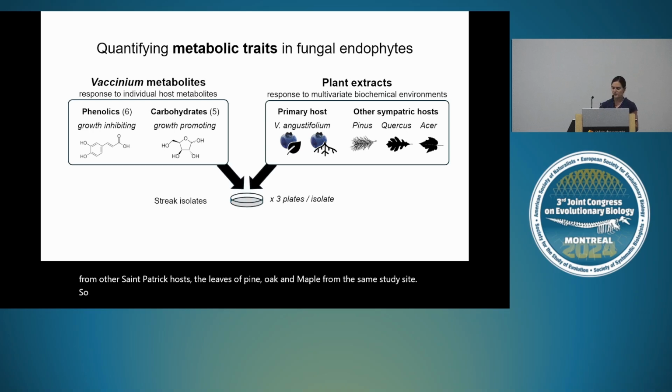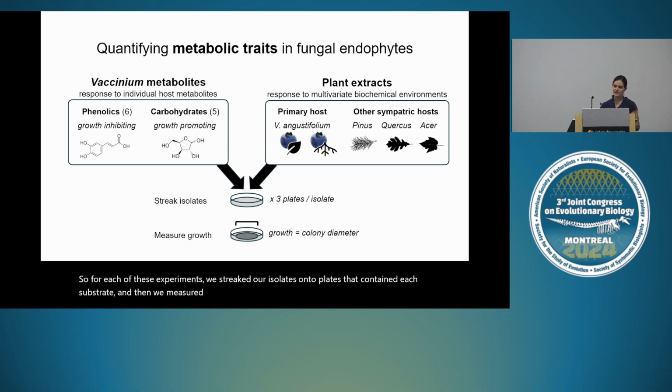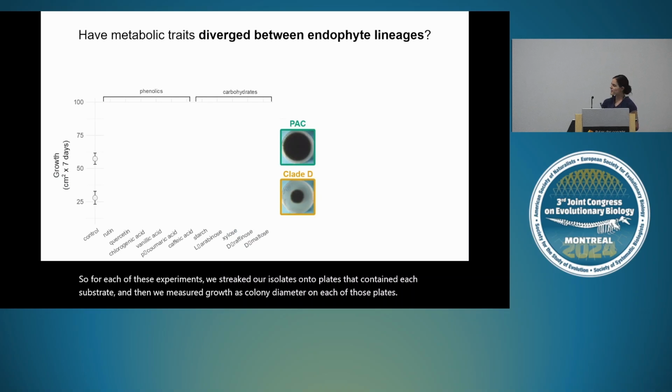So for each of these experiments, we streaked our isolates onto plates that contained each substrate, and then we measured growth as colony diameter on each of those plates. So first we asked how metabolic traits have diverged between endophyte lineages.